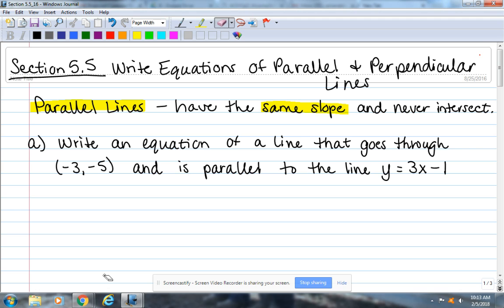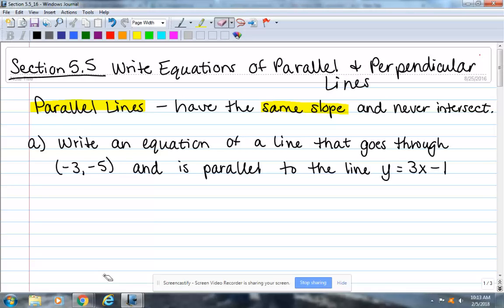All right, so we already briefly mentioned in chapter 4 that parallel lines are two lines that never cross, and they have the same what? Slope. Okay? So two lines have the same slope, but they never intersect each other, or parallel to each other. So what's going to happen today is that we're going to talk about two different lines.